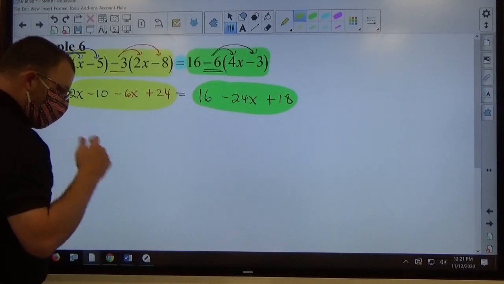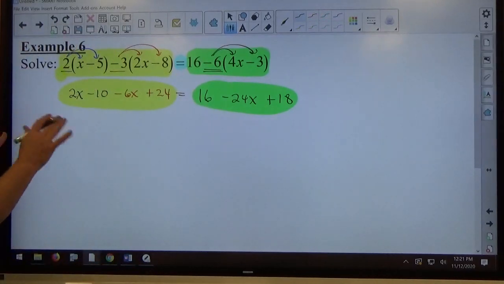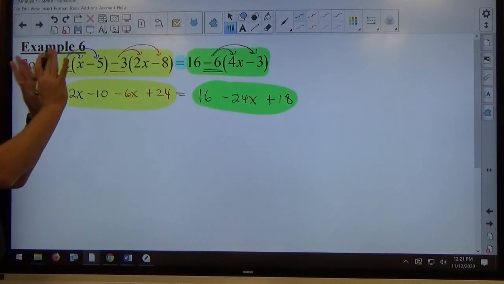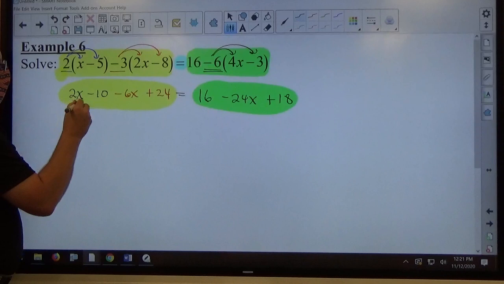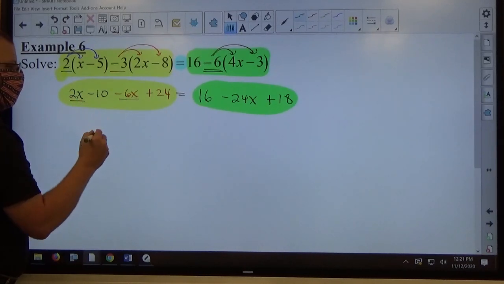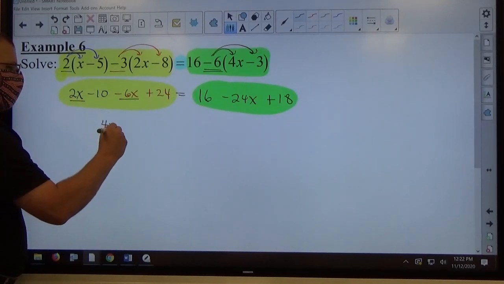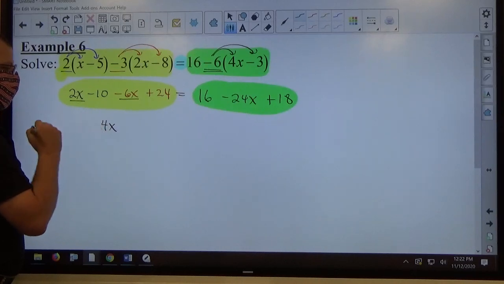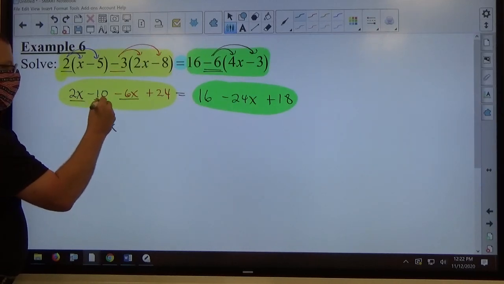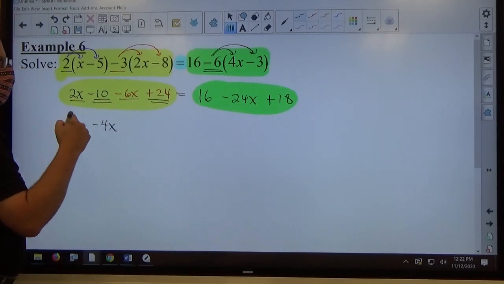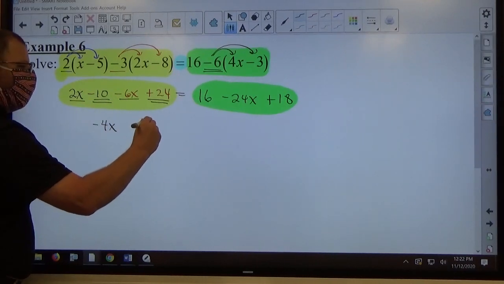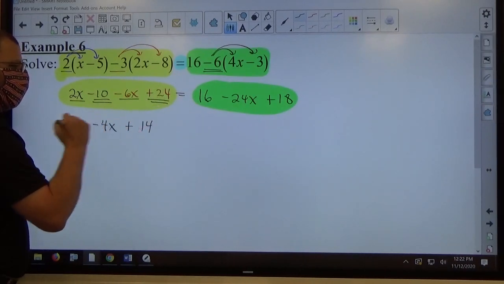The next thing I'd like to do is get like terms dealt with on the left and right. So again, my left-hand problem and my right-hand problem, separate problems. On the left, 2x minus 6x, signs are different, subtract. 6 is bigger than 2, so negative. Negative 10 and positive 24 are like terms. Different signs, so we subtract. 24 is bigger than 10, so positive.